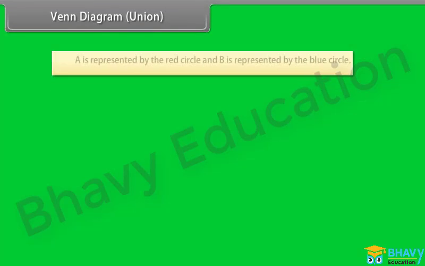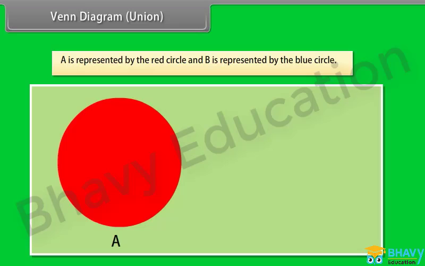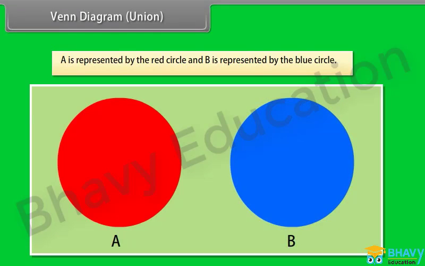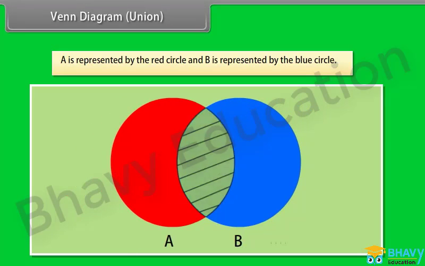Venn diagram. Union. A is represented by the red circle and B is represented by the blue circle. The union consists of all points which are colored red or blue or yellow.